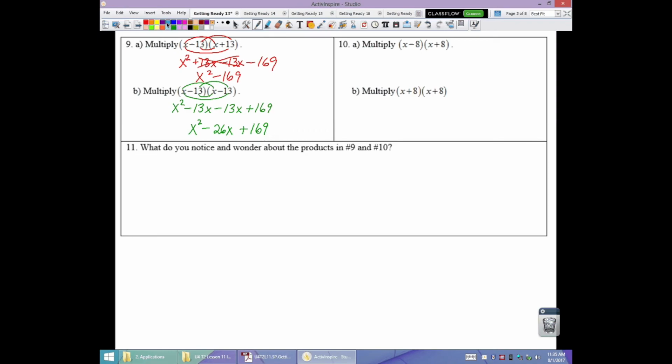All right, same situation in number 10, except for the part B, instead of having double minuses in the parentheses, we have double addition. So let's look at this one. This top one should be our difference of two squares. Let's verify that. So we get first our x squared, outers positive 8x, inners negative 8x, last negative 64. So x squared, middle terms cancel, minus 64.